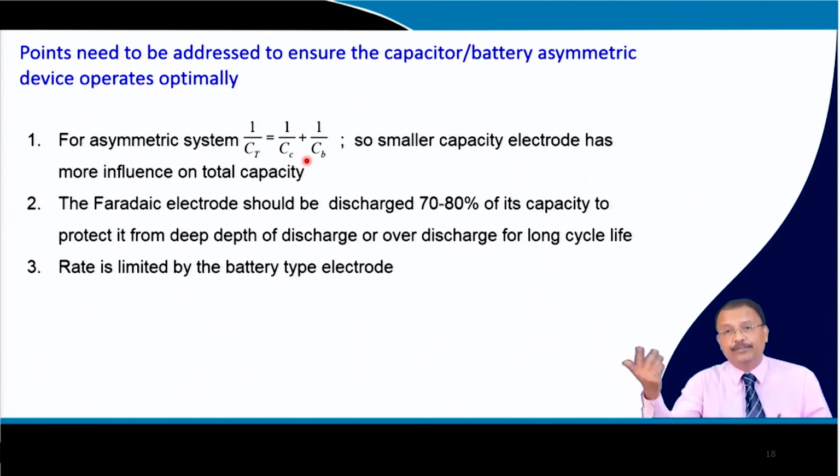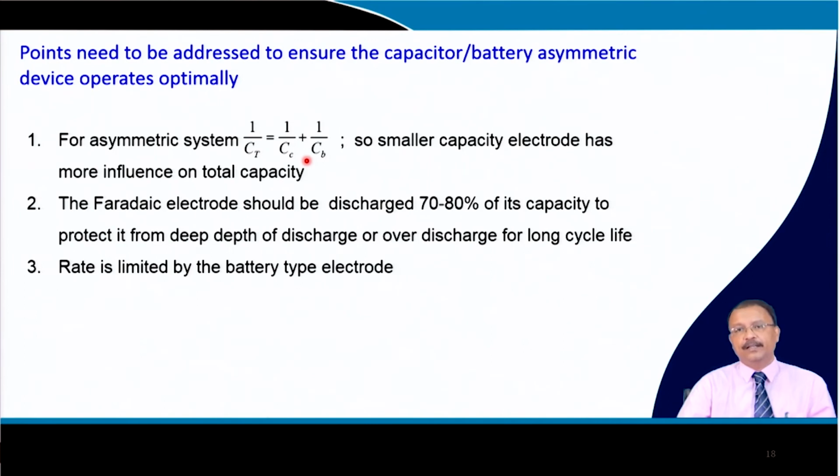That is quite obvious in the case of two capacitors. If you have one of 1 millifarad and another of 1 farad, then the 1 millifarad will control the 1 farad. In fact, the total capacitance will be less than the lower capacity. Now, the faradic electrode should be discharged to 70 to 80% of its capacity to protect it from the depth of discharge or over discharge, for a long cycle life.